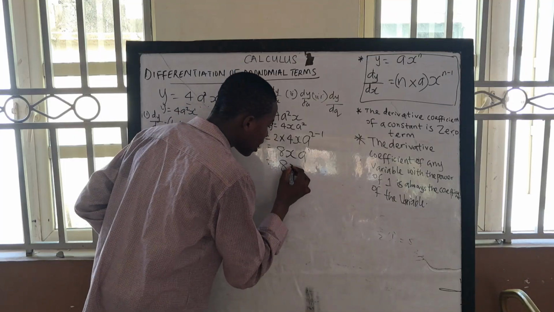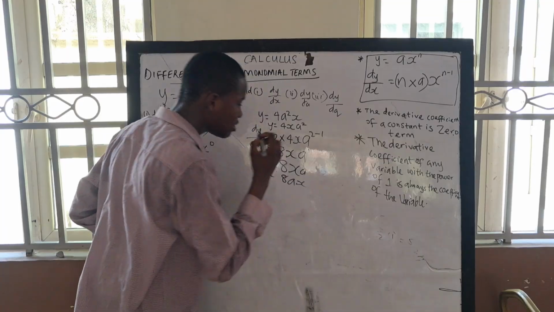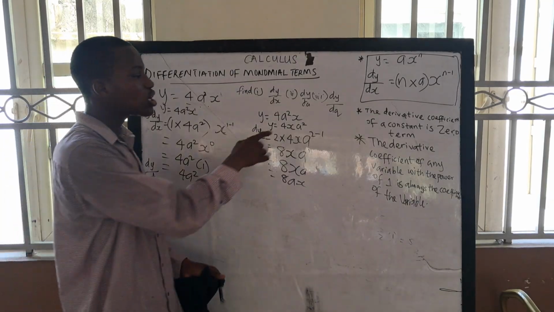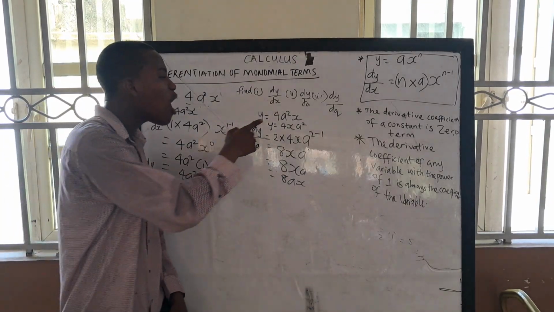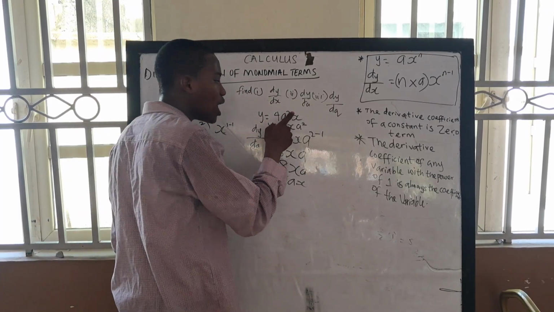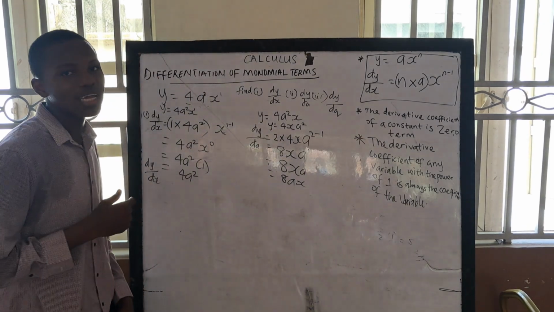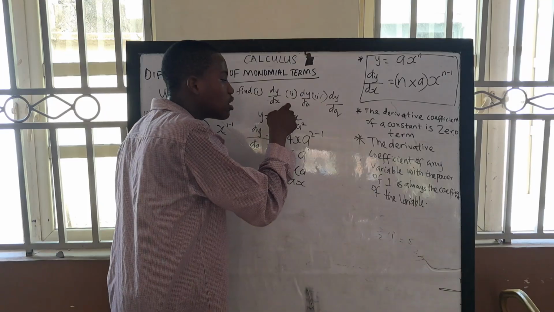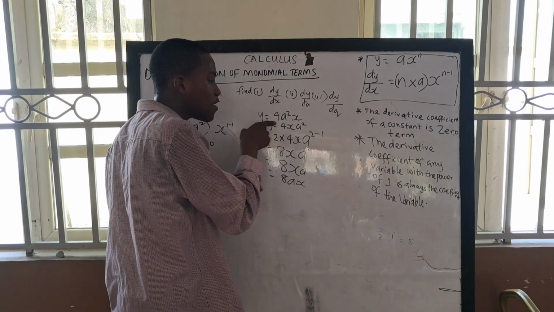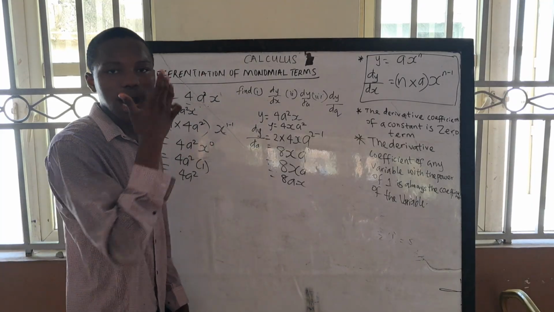So I'm having 8xa, or 8ax. Now you notice that this did not give me back 4x, because the power of my a is 2 and not 1. Assuming the power of my a is 1, if I differentiate this, it is 4x. You can try it. If a has a power of 1, the derivative coefficient of y is 4x.